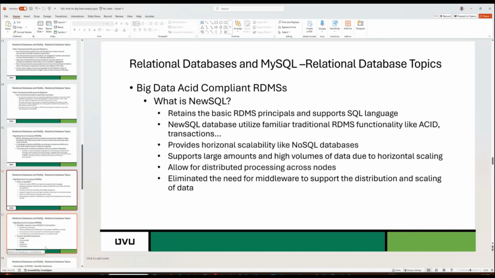So if you look at what is NewSQL, remember, it maintains the same RDBMS principles that we know and love. It works with transactions just like we're used to in ACID. But guess what? It's also horizontally scalable. So we don't have to have that problem with a vertical database being too small, which also means that we can now support very large amounts of data and very high volumes of data because now we can scale. And you remember how we talked about how each individual node of a horizontally scaled environment can work independently, distributed processing? Guess what? We get that too, and it eliminated the need for middleware.